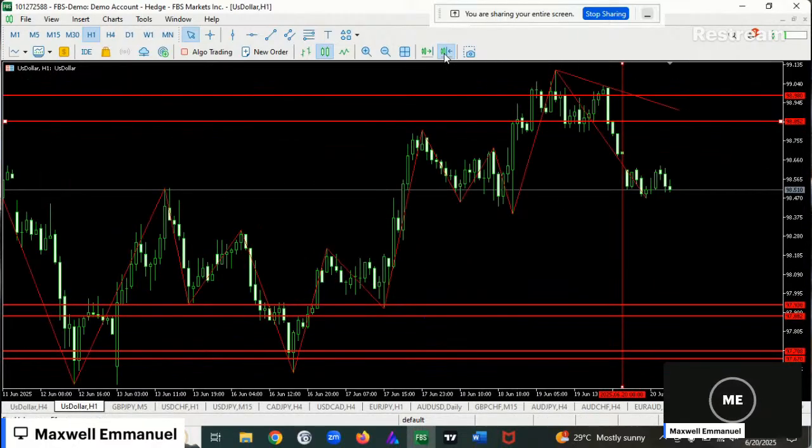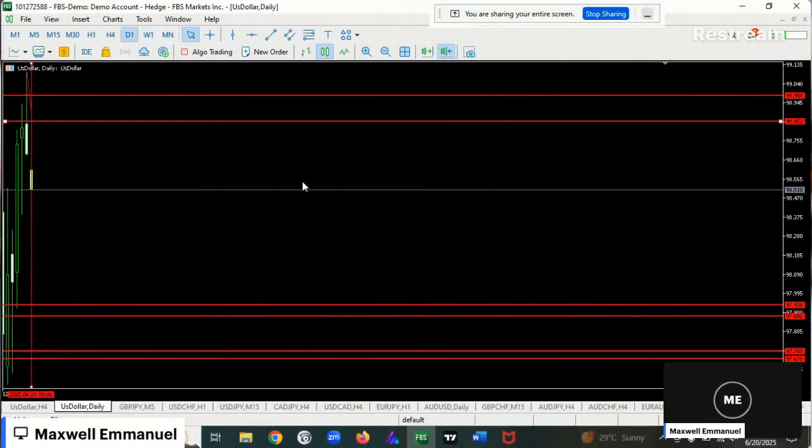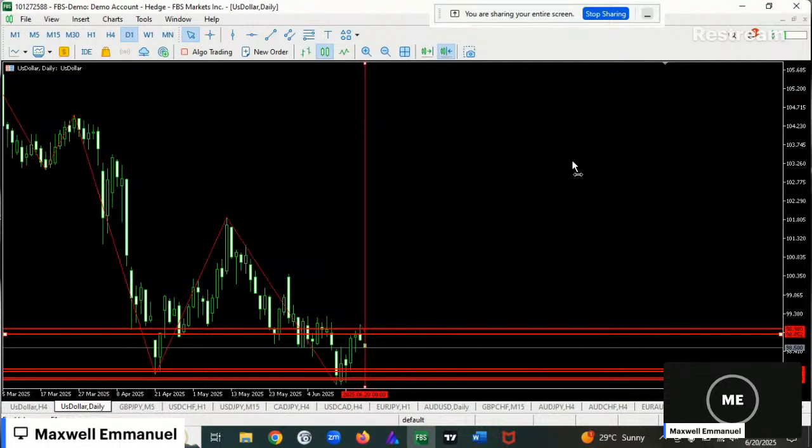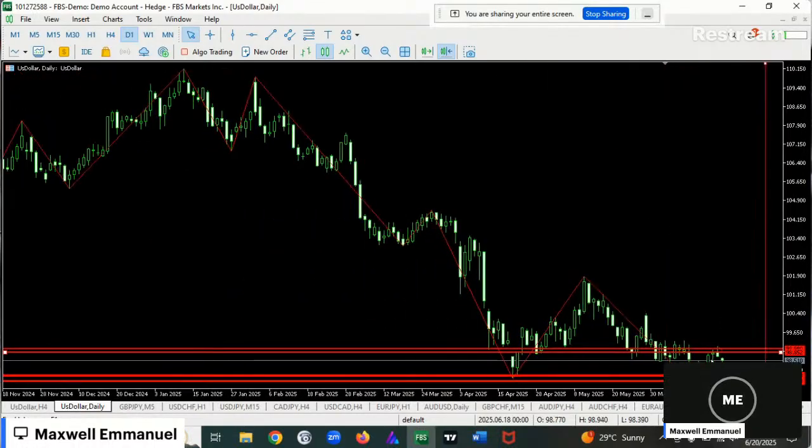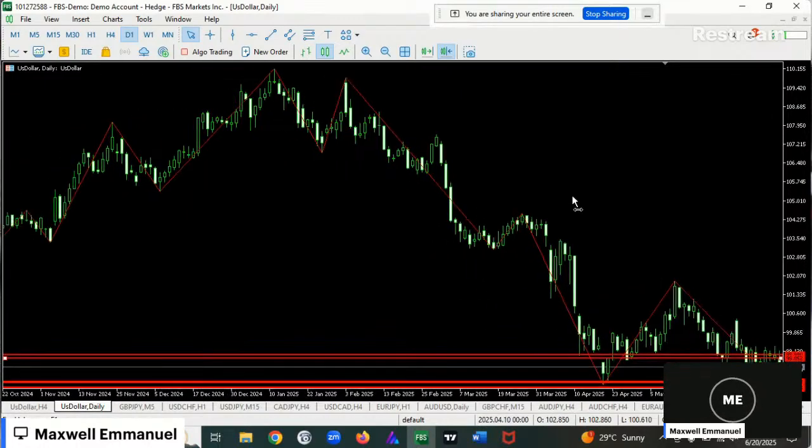So that's my take for the dollar, and I would expect the dollar to clear the liquidity residing at this low. That's my expectation for the dollar. But if the dollar closes above this resistance level, you can see this resistance level on the daily time frame, you should expect more buys. But at the moment, I'm bearish on the dollar.